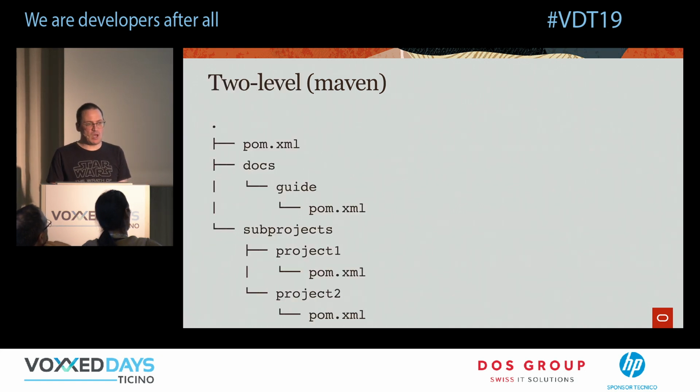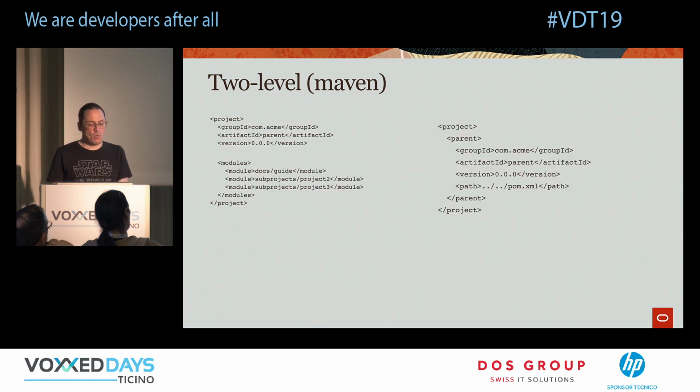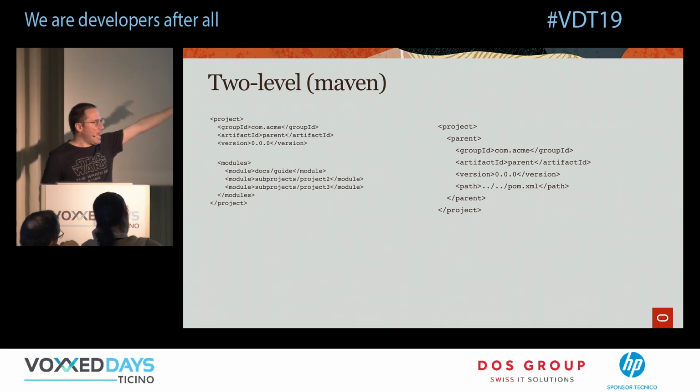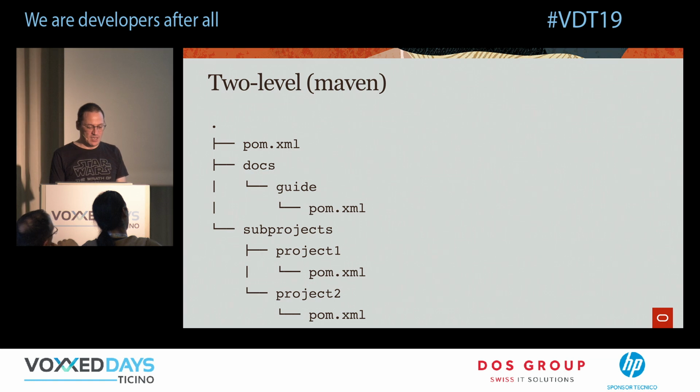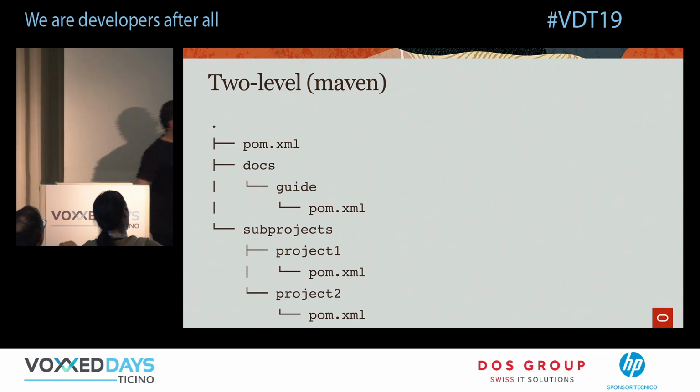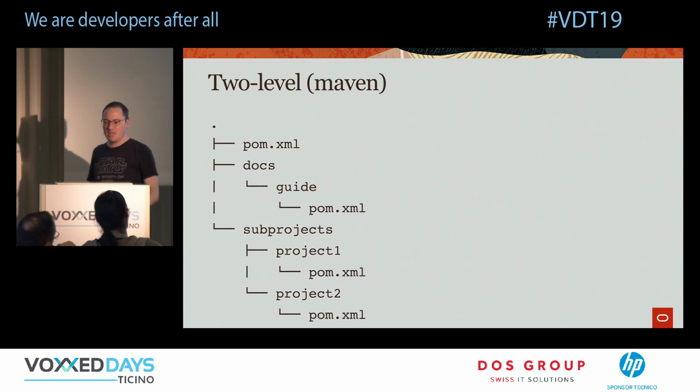What if we move to a 2-level layout? Say, for example, we want the guide to live in the docs directory and project 1 and project 2 under subprojects or modules. Well, the root project has to update, and now we see that it's actually the path to each one of the directories, and the children have to add a new element because if you see here, there is no POM XML here. There is no intermediate one.